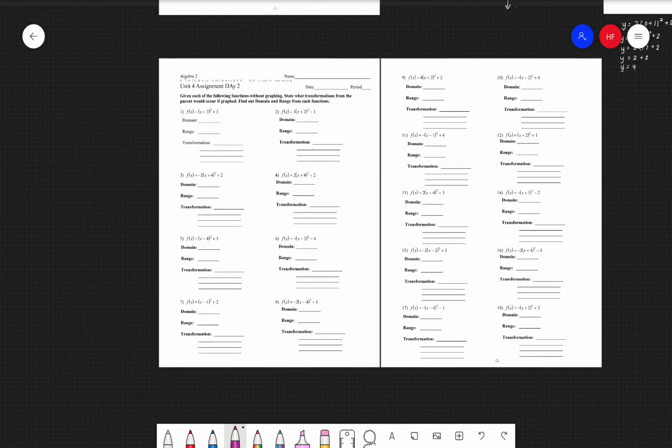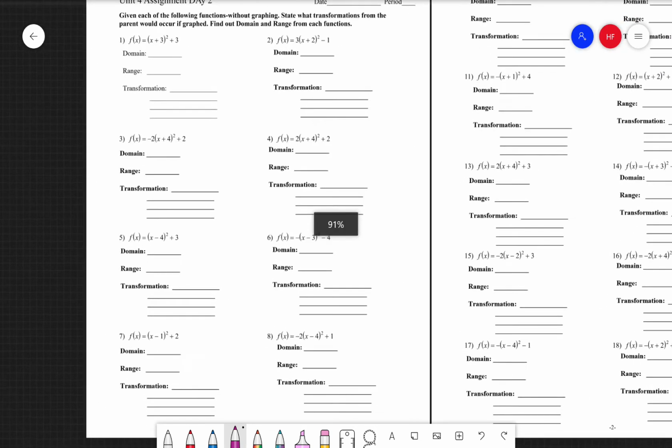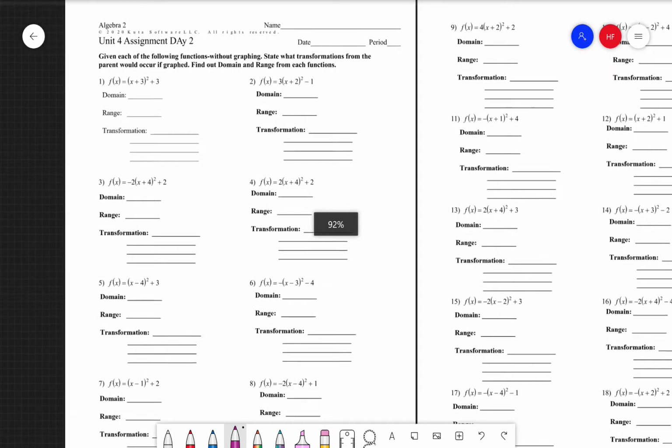Today is October 27th, and we are on day 2 of reviewing quadratic equations, quadratic functions. On day 2, we're going to be talking about domain and range and transformations. On our transformations, we're all looking at transformations from the parent function.